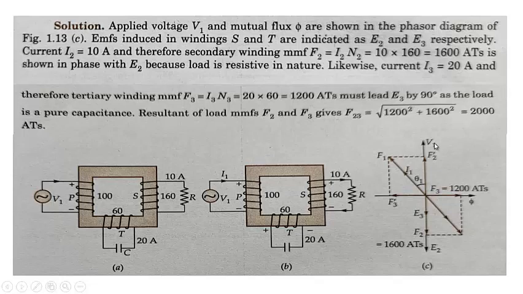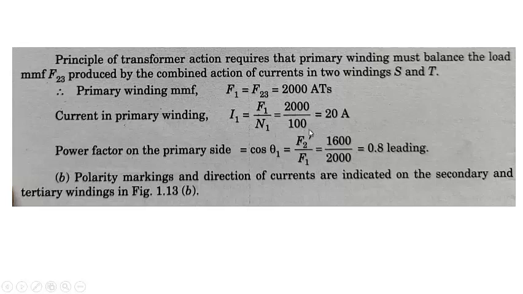This way also we can find it out. The power factor angle, that is the angle between V1 and I1, will be this angle. It will be given by cos of theta, that is F2 dash divided by F1. F2 dash is nothing but this, that is 1600, and F1, which we have calculated, is 2000. It comes out to be equal to 0.8, and this current will be leading. The polarity marks we have already done. I think this is enough for today. Thank you.